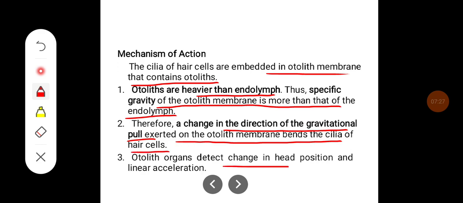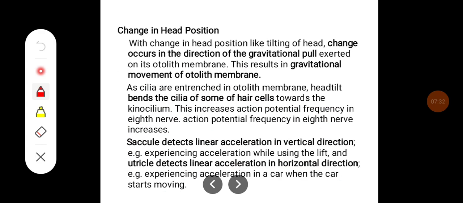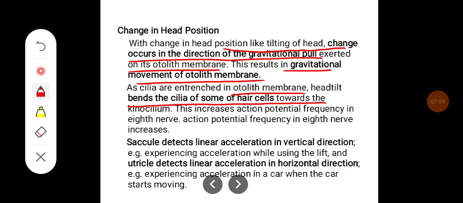Otolith organs detect change in the head position and linear acceleration. With a change in the head position, like tilting of the head, a change occurs in the direction of the gravitational pull exerted on its otolith membrane. This results in gravitational movement of the otolith membrane. As cilia are entrenched in the otolith membrane, head tilt bends the cilia of some of the hair cells towards the kinocilium. This increases the action potential frequency in the 8th nerve.